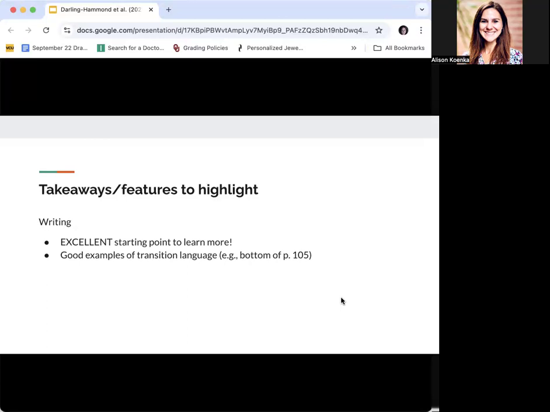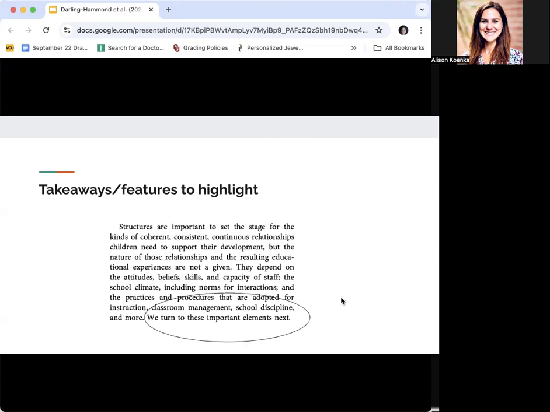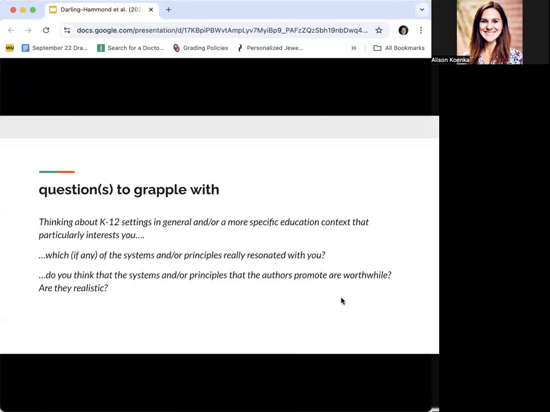Something else that I wanted to flag, this is really small but valuable in terms of a writing tool and skill, is that I thought this article provided particularly good examples of transition language, to allow the readers to follow transitions from section to section. I've just provided one example here, at the bottom of page 105, where sentences like this, we turn to these important elements next, can be so valuable for making sure that you don't lose the reader, particularly in such a long and dense article, I don't mean that in a negative way, with so much information for the reader to keep track of.